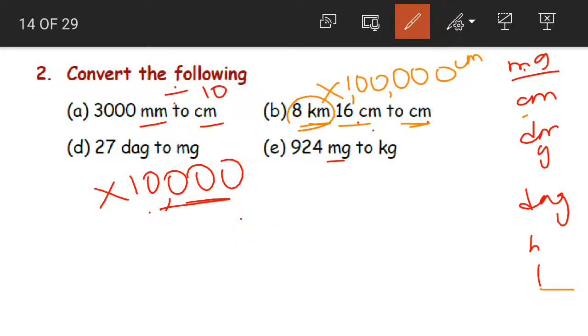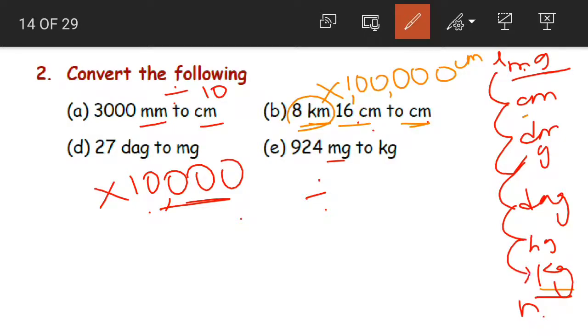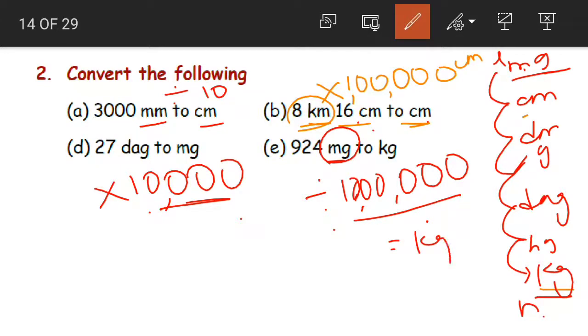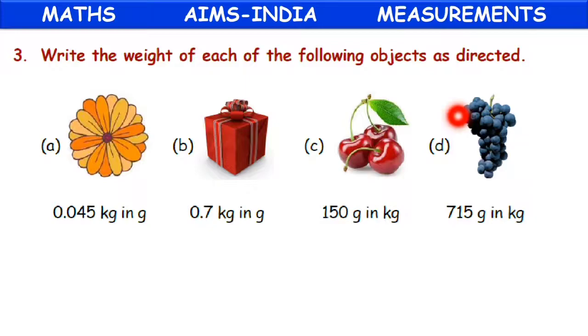And the next one is the last one here. What is this? 924 milligrams into kilograms. So milligrams are converted into kilograms. Lower into higher. So we need to divide. By how much should we divide, children? 1, 2, 3, 4, 5, 6. We are needing 6 jumps. So we need to divide by 10 lakhs, after 1 we place 6 zeros. When we divide the milligrams by 10 lakhs, the answer we get will be in kilograms.